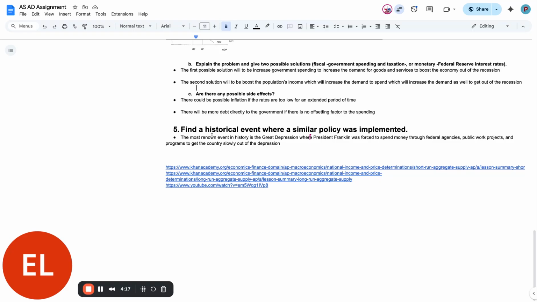And then finally, a historical event where a similar policy to what was just stated was implemented. The most renowned event in history was obviously the Great Depression, and what President Franklin had to do was he was forced to spend government money through federal agencies, public work projects and programs to get the country slowly out of the depression. So, like the example above, Franklin used the route of increasing government spending to bring the country out of a recession.